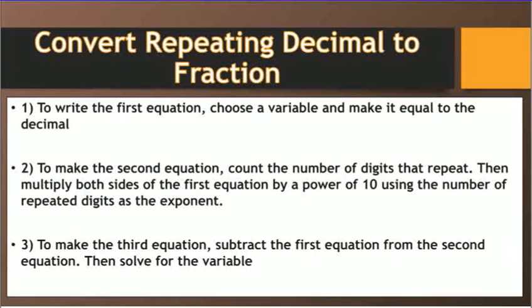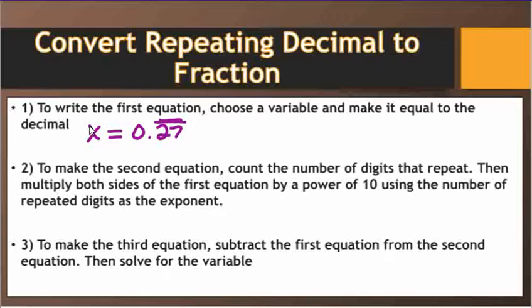So let's review those steps once again. To write the first equation, choose a variable. You can always use x and make it equal to the repeating decimal. Let's just say it was 0.27, so the 27 is repeating. Next it says to make the second equation, count the number of digits that repeat. So I'm repeating the 27, so 2 digits.